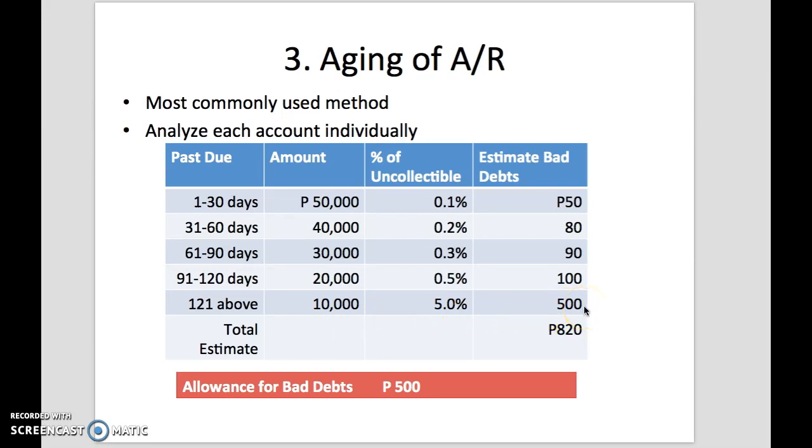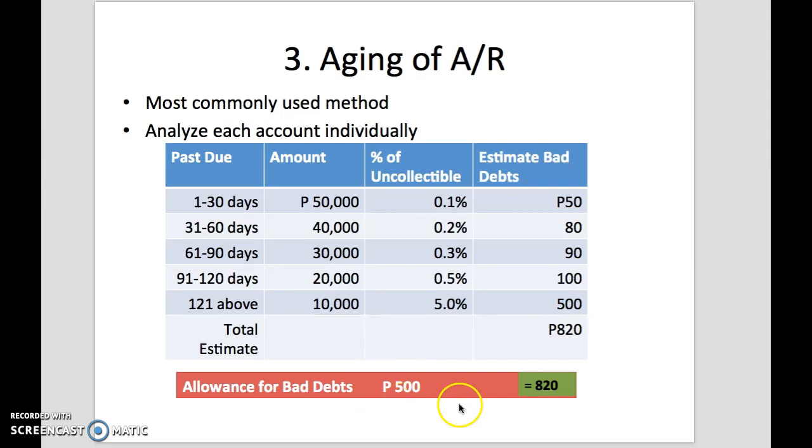And then what we'll do is, these are the estimates. We will add all of them and we'll get 820. Now this 820 indicates that this should be the final value for the allowance for bad debts during the period. This 820 will be the amount that will be reported in the balance sheet. Now here we notice that there is already an existing value of 500 in your allowance for bad debts, meaning this was derived from the previous period.